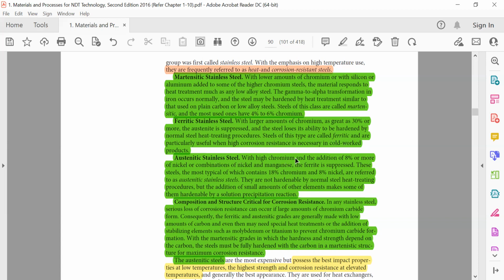Austenitic stainless steel, with high chromium and the addition of 8% or more of nickel, or a combination of nickel and manganese. The ferrite is suppressed. These steels, the most typical of which contains 18% chromium and 8% nickel, are referred to as austenitic stainless steel. They are not hardenable by normal steel heat treating procedure, but the addition of small amounts of other elements makes some of them hardenable by solution precipitation reaction. Here the phase is austenite, gamma phase, in the ductile state at room temperature because of nickel. Nickel and manganese are austenite stabilizers.